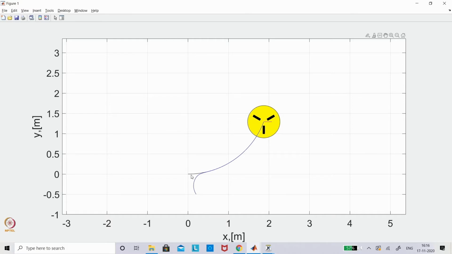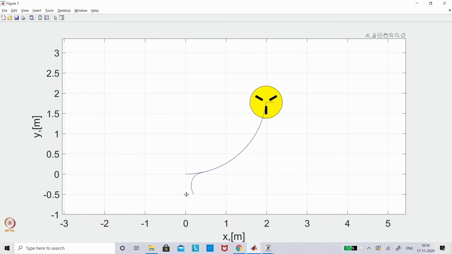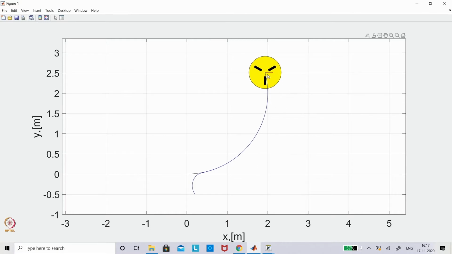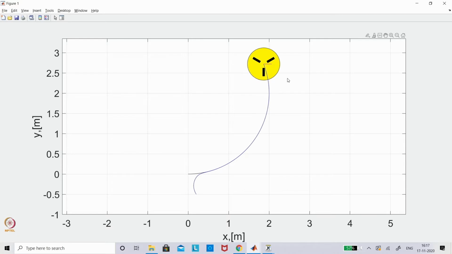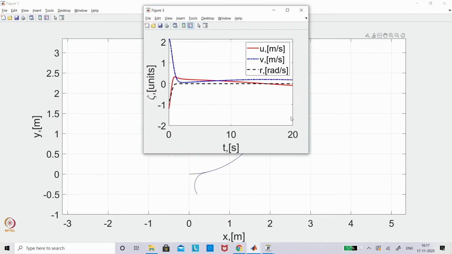Now this black line is the desired path and the blue line which is following is the actual path. Initially the actual x position is 0.2, y position is minus 0.5, and the angle is 0.1 radian or so. You can see it is trying to follow, and this red line indicates the orientation. Right now it is horizontal, parallel to the x axis, in the sense that psi is 0 in all the cases.